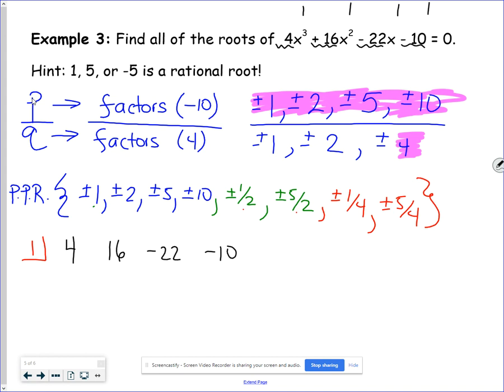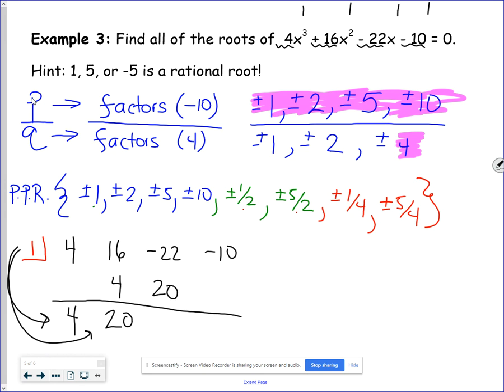So we're going to draw a line under it, drop down the first number under the line, and then multiply by the number in the box. So we're going to take 1 times 4. 1 times 4 is 4. 16 plus 4 is 20. 1 times 20 is 20. Negative 22 plus 20 is negative 2. And then 1 times negative 2 is negative 2. We get negative 12. We're trying to get the remainder to be 0. So since it's negative 12, we know 1 is not the one that works.